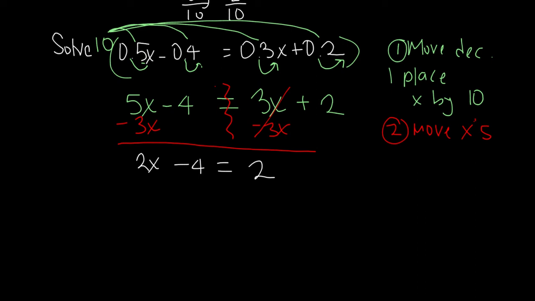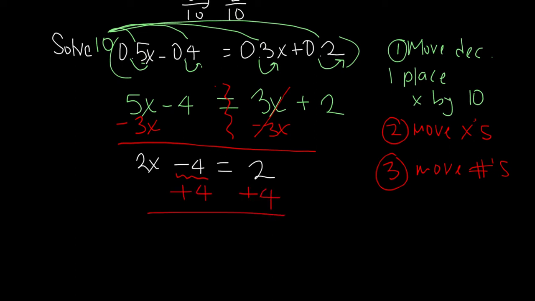Now we want to move numbers away from the x. So now the x's are moved, we're going to move numbers. And the number we need to move is this 4, negative 4. So it's subtracted, we're going to move it by adding it to both sides. We would get 2x is equal to 6. Last step to solve for x, divide by 2 on both sides. We get x is equal to 3.